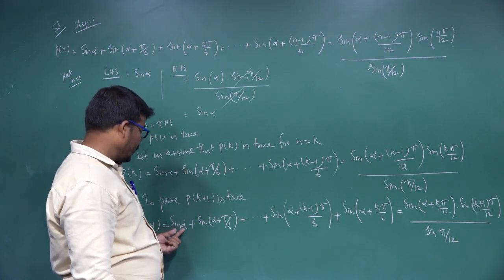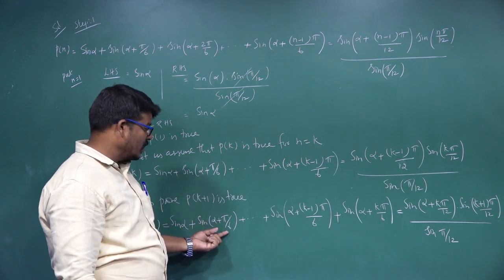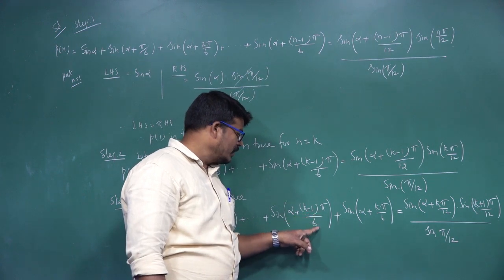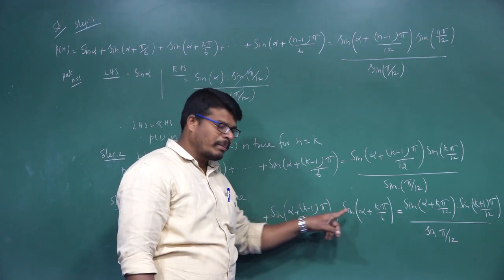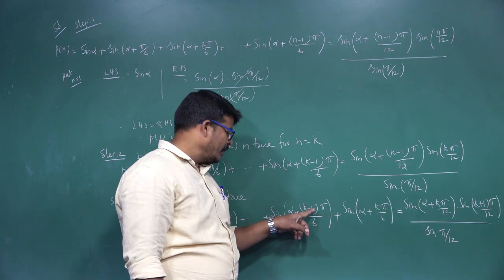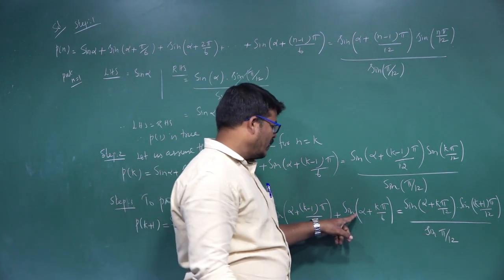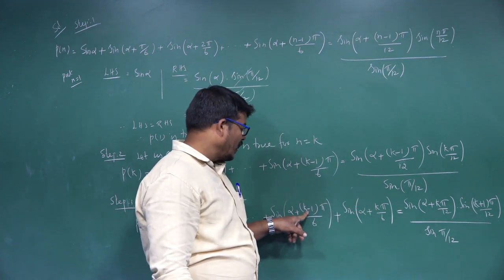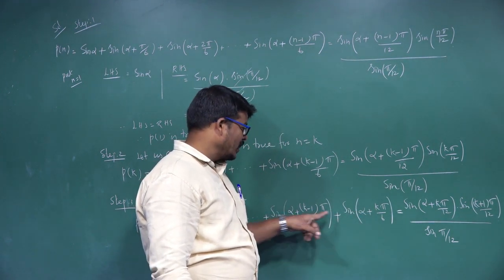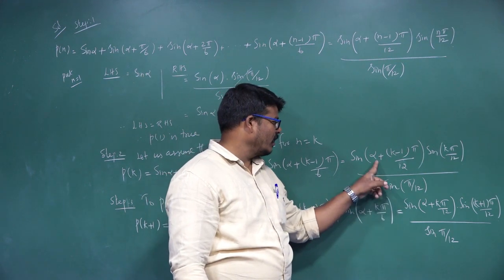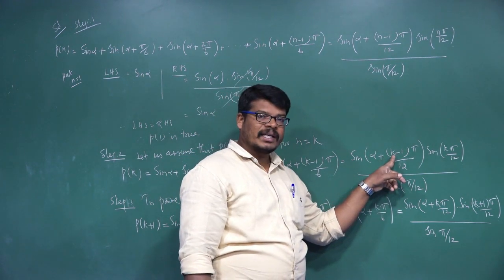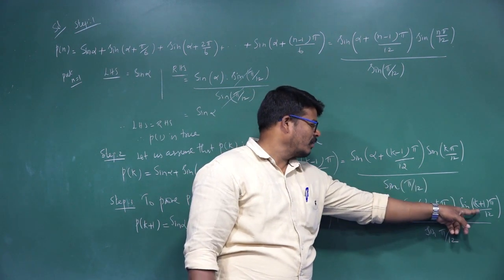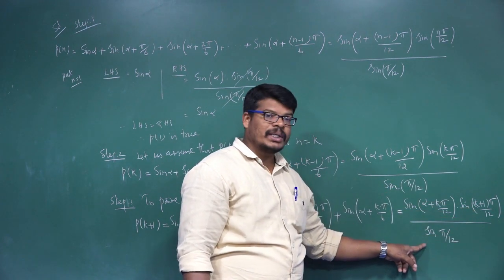P of k plus 1 is sin of (alpha plus pi by 6) and so on, sin of (alpha plus (k minus 1) pi by 6), with k plus 1 in the previous step, plus sin of (alpha plus k pi by 6), equal to sin of (alpha plus k pi by 12) into sin of ((k plus 1) pi by 12) by sin (pi by 12).